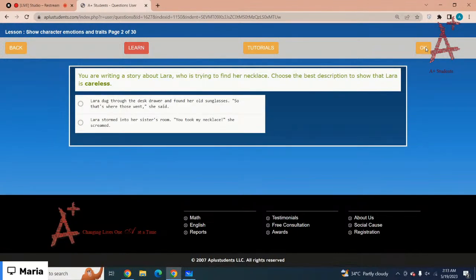Okay, you're writing a story about Lara, who is trying to find her necklace. Choose the best description to show that Lara is careless. Lara dug through the desk drawer and found her old sunglasses. "So that's where those went," she said. Lara stormed into her sister's room. "You took my necklace!" she screamed. So, which is the correct option? Which description shows that Lara is careless?